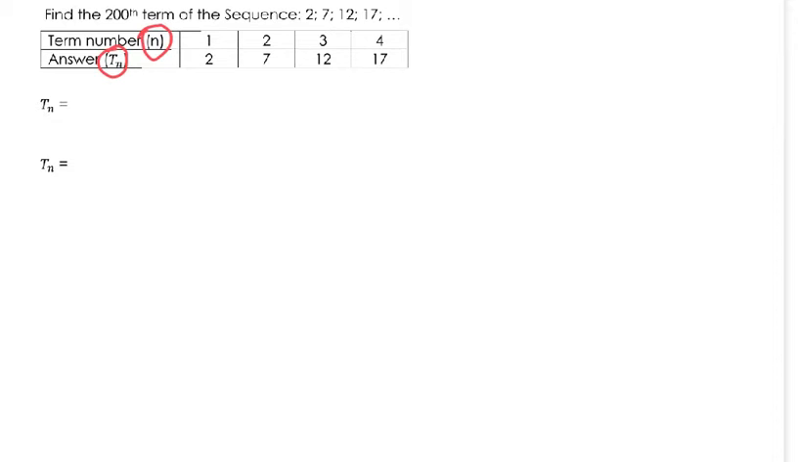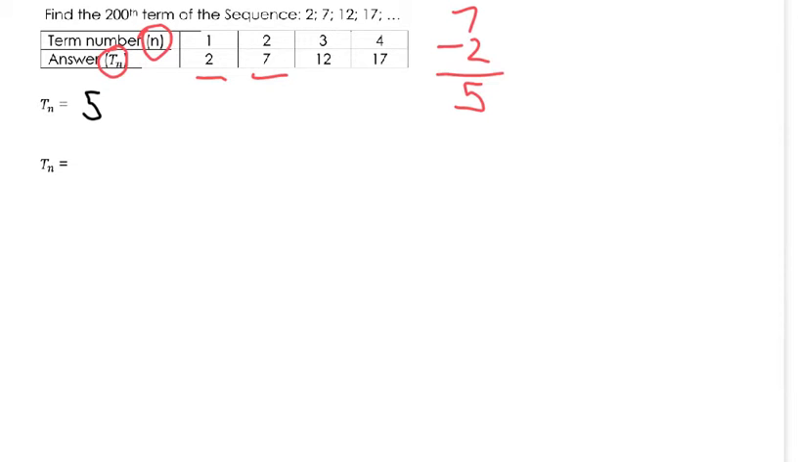All we have to do is take our second term and work out what the difference is between that one and the first term. The second term is 7. The first term is 2. And we subtract the 2 from the 7. 7 take away 2 leaves us with 5. 5 is going to be the first value of our formula. So there we've got 5.